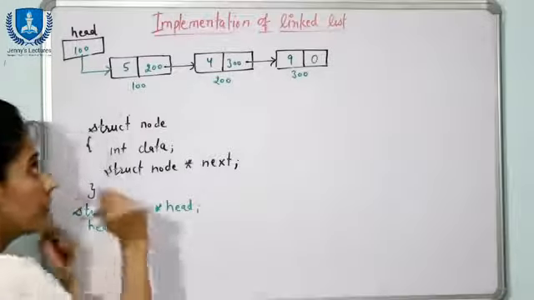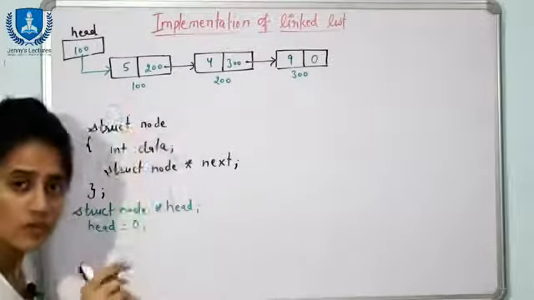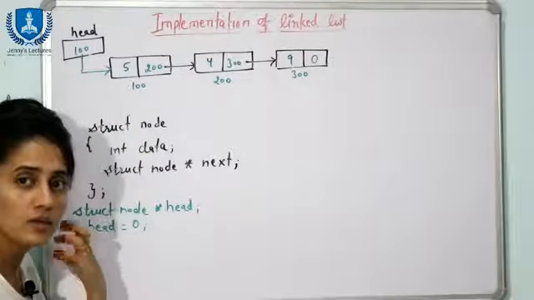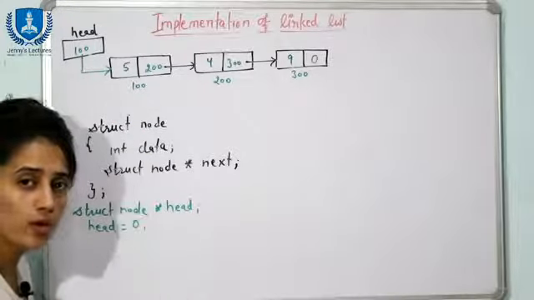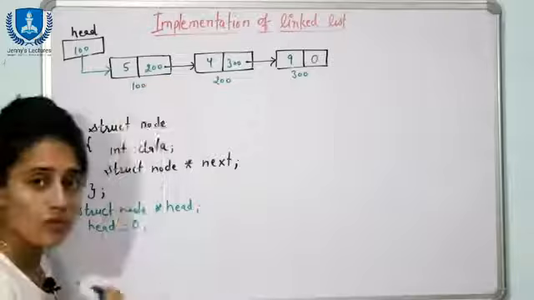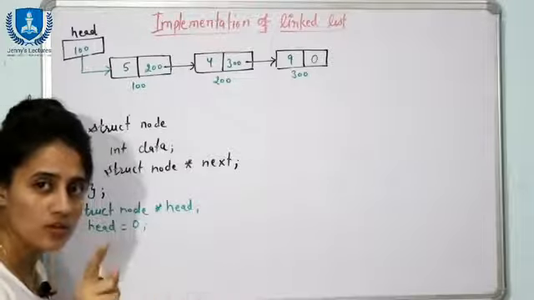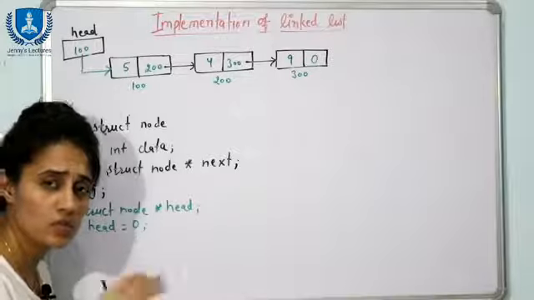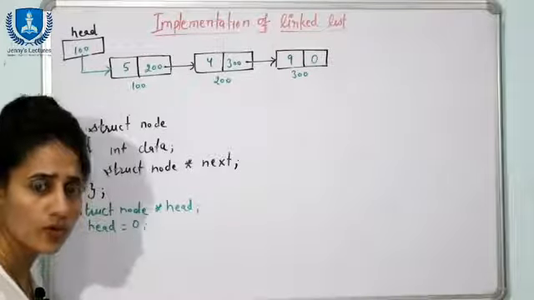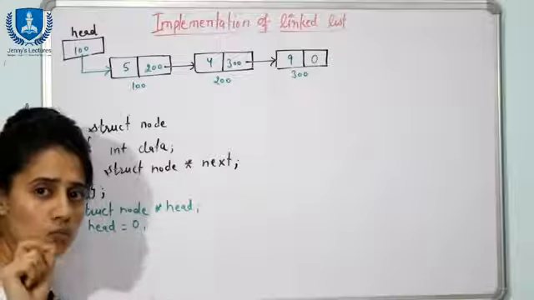Now we are going to create a node. Fine. Now you will write something such that memory is allocated for this node. So here we are going to use dynamic memory allocation, that is the malloc function. In C language we are going to use the malloc function. In C++ you can use the new keyword.